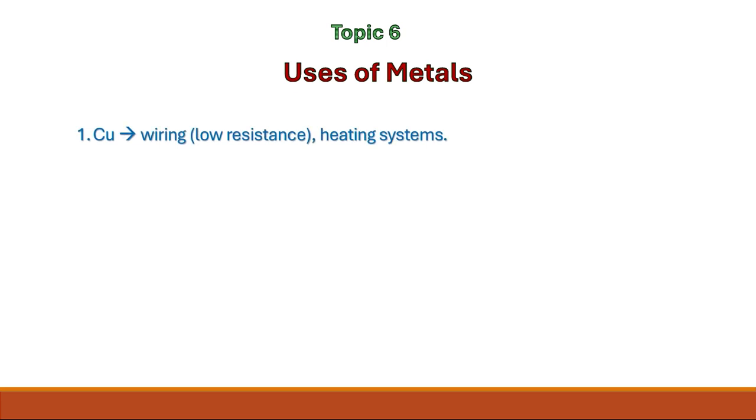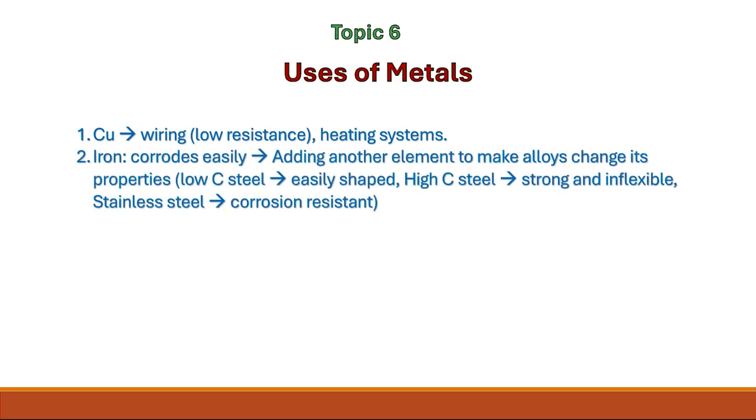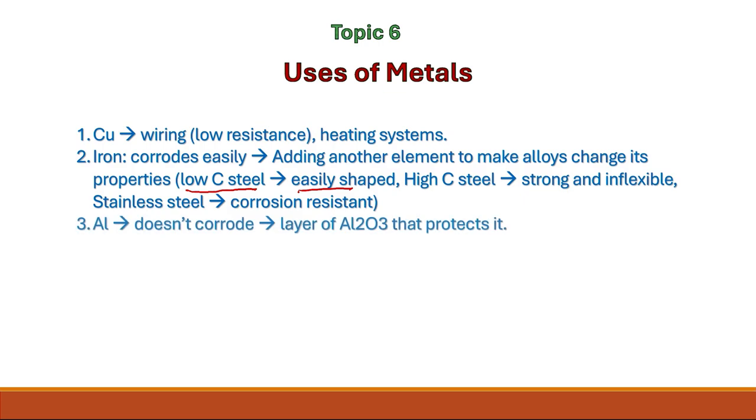Uses of metal. Remember that copper is used in wiring, not only because it can conduct electricity, but also because it has lower resistance, and it can be used in heating systems because it can conduct heat. Iron corrodes easily, and adding another element to iron to make alloys changed its property. So you should know about low carbon steel, which is easily shaped. High carbon steel is strong and inflexible. Stainless steel is corrosion resistant.